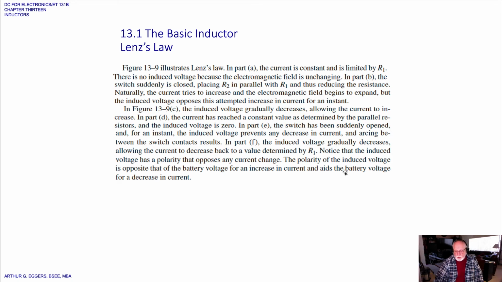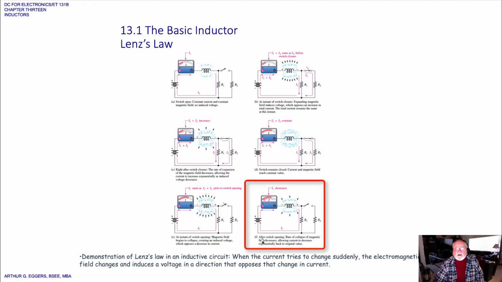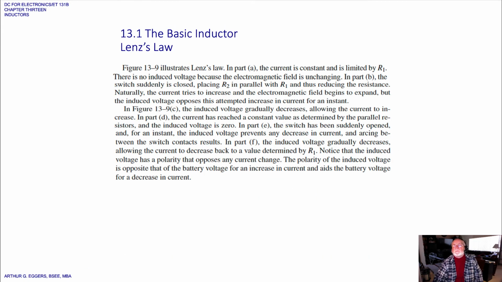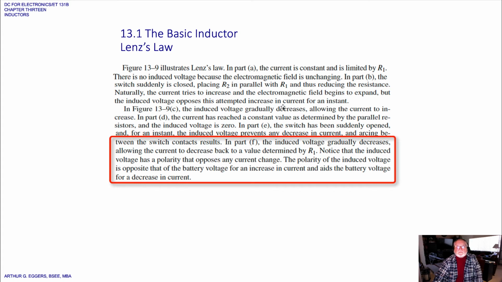In part F, the last step here, switch open, the rate of collapse of the magnetic field decreases, allowing the current to decrease exponentially back to its original value. Okay, so in F, the induced voltage gradually decreases, allowing the current to decrease back to a value determined now by the series resistor R1.